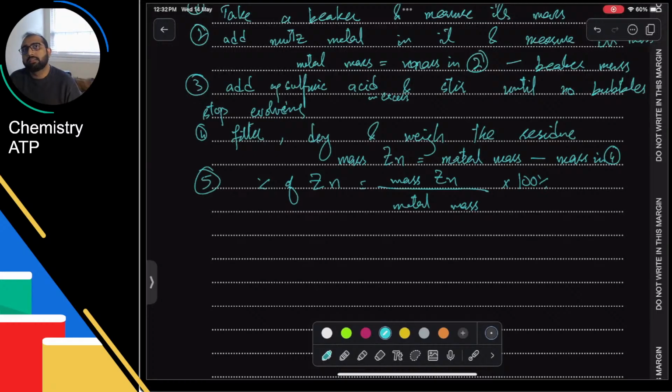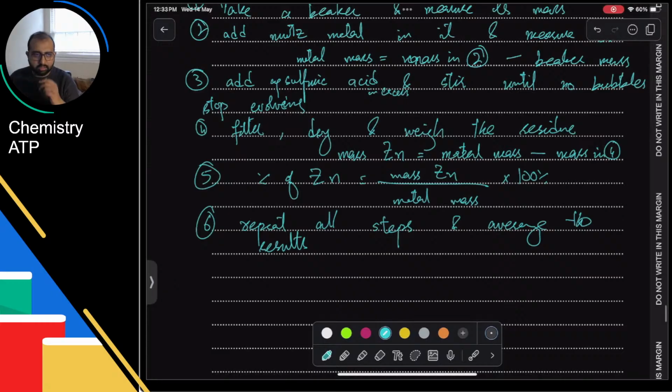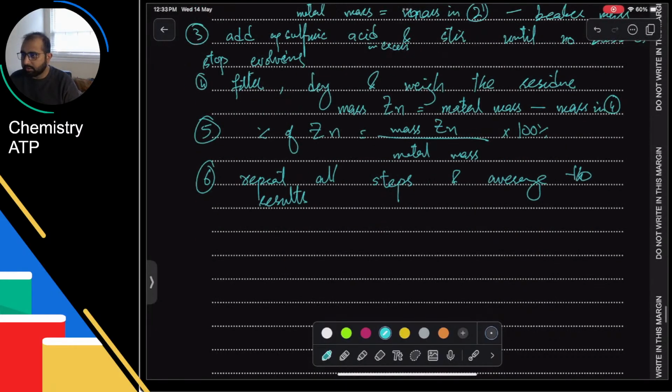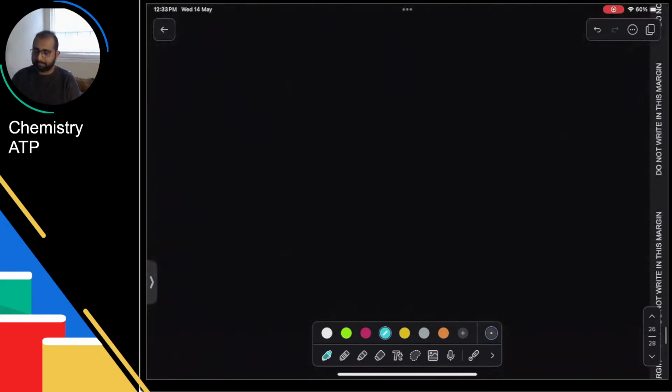How do I improve this? I repeat and average. That is how I improve this. Okay, so you can do that. Okay, so you can say that repeat all steps and average the results. That's how I can actually improve it. Okay, and what else? I think it's done. I think we have completed it. There's no issue there. Any questions? All right, so this one's done, and we are at the end of this exam paper as well.